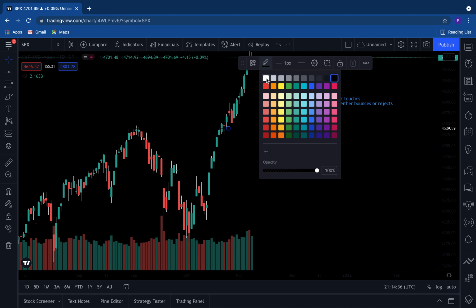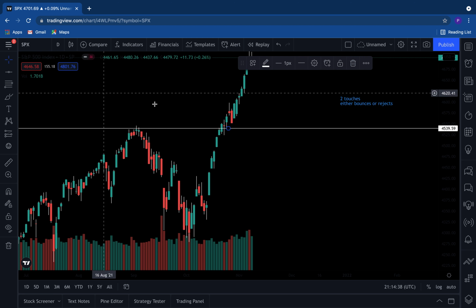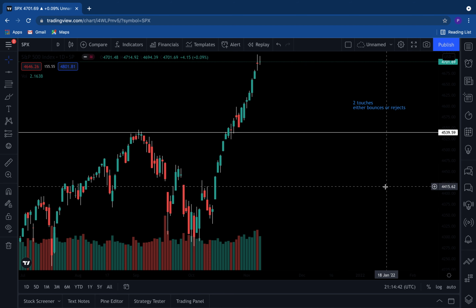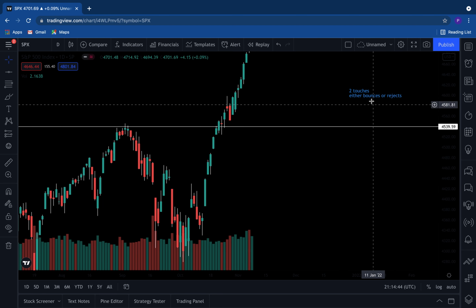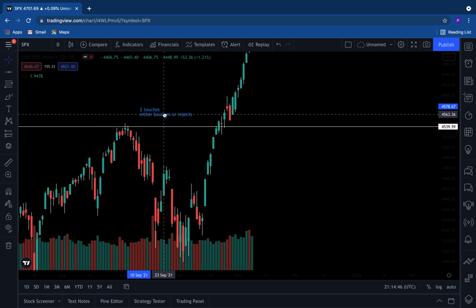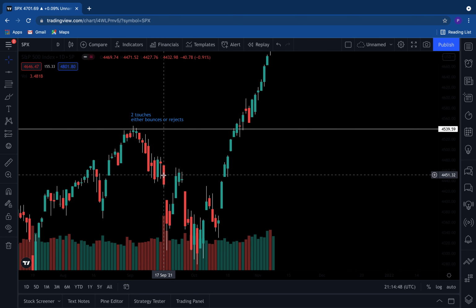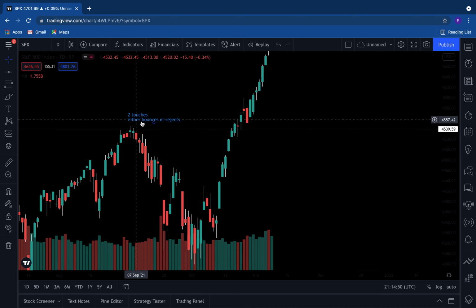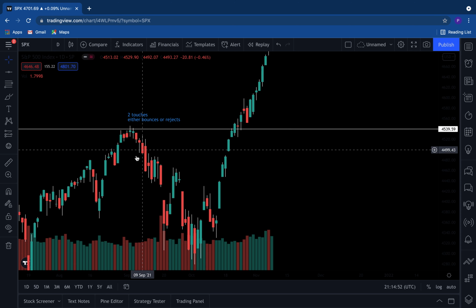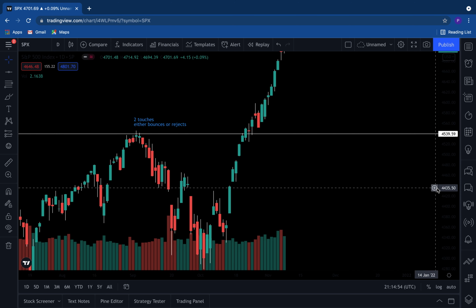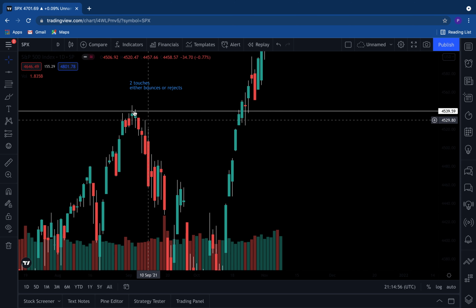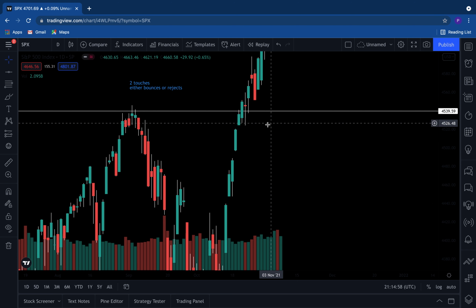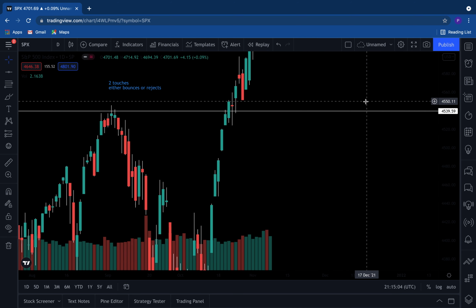We can see that this level of 4539.59 is a resistance level. Now, how do we know that? Well, because read this. 2 touches, either bounces or rejects. Now, this is a reject because this is a resistance level. Do we have 2 touches? 1, 2, 3. Good. We have 2 touches, and that validates this as a resistance level, right?